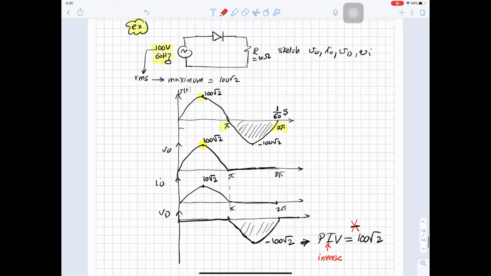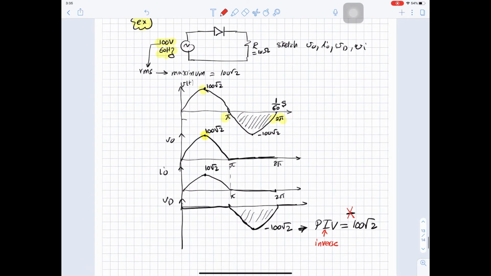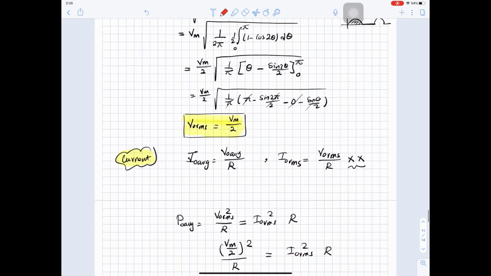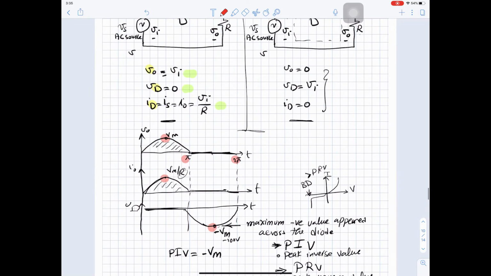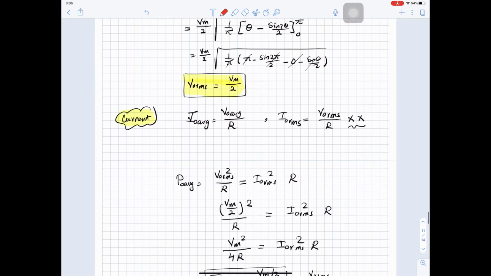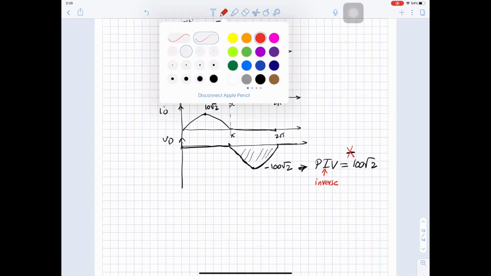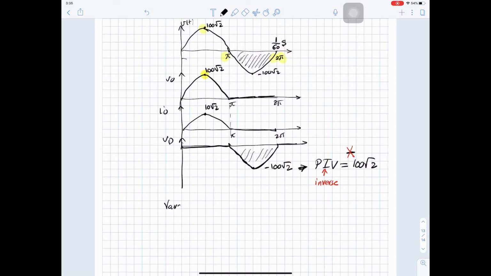So if the values are given to you, you will just put the values on the graph, and this will be the difference from what we are studying in lectures, because in lectures we will study it in symbols. So I will use Vmax over R, but in the assignment and in the exam, it will be values, okay? So to calculate V average, it will be Vmax divided by 2 equal 100 root 2 divided by 2. So it's 50 root 2 volt.